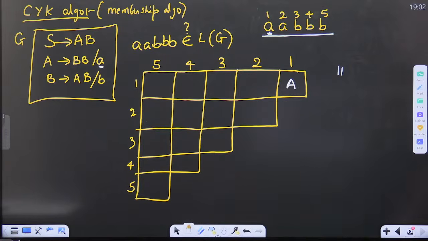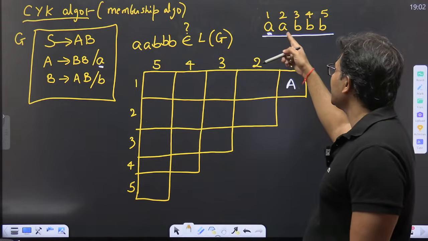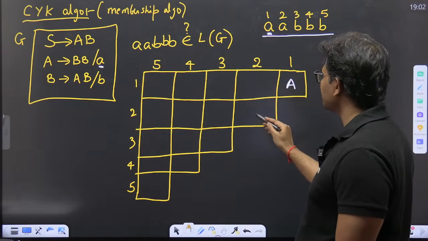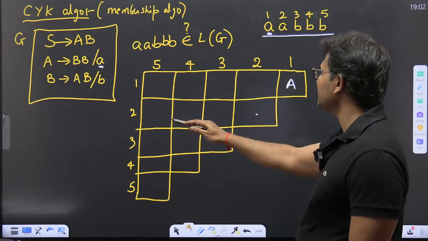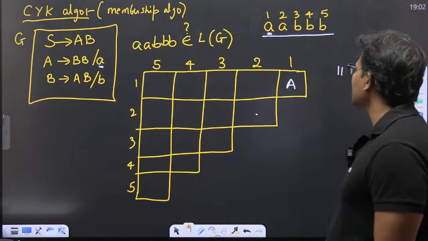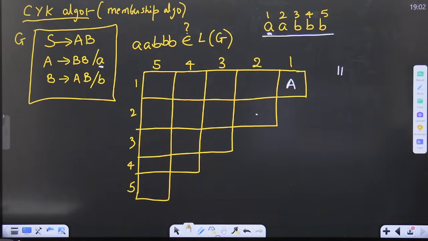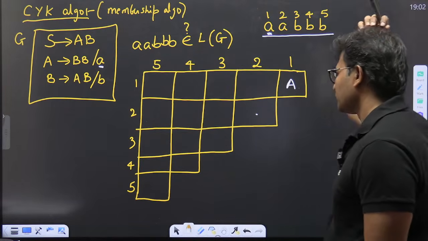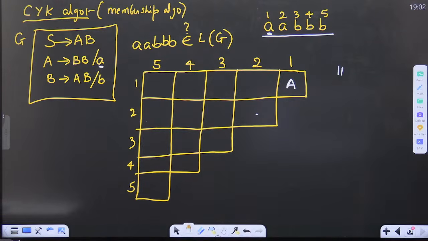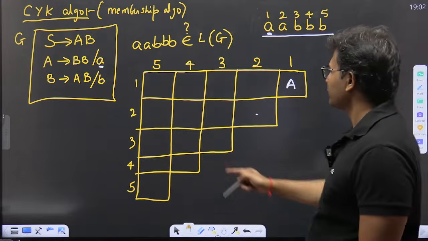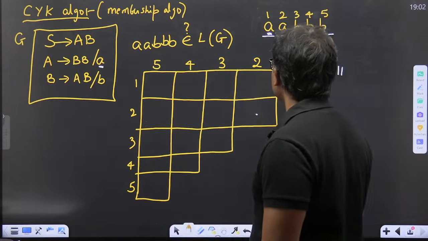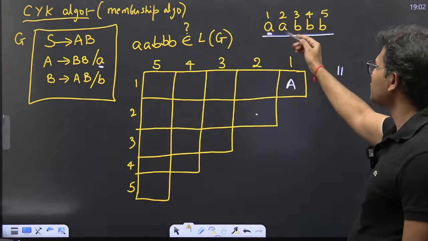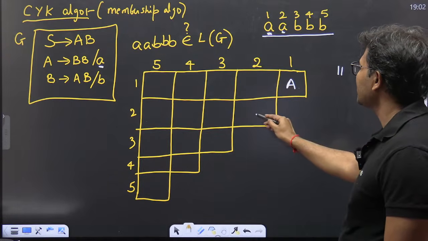Now what about 2, 2? See, this cell is 2, 2. Right. Now 2, 2 is also A. Therefore, you are going to get A here.